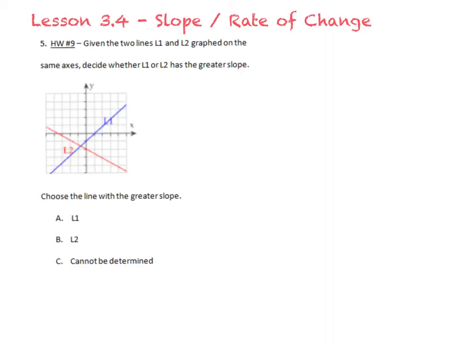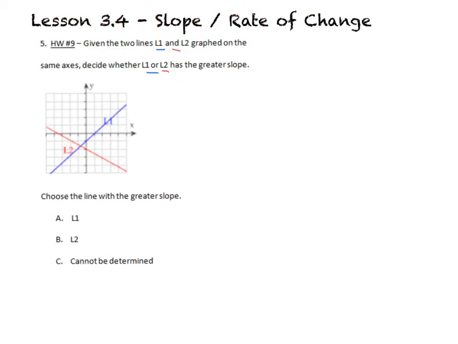Okay, here we go. We're given 2 lines. We're given the line L1. I'll just underline it here. L1 is the blue line. And we're given L2, and L2 is the red line. It simply wants to know which one of these has the greatest slope.